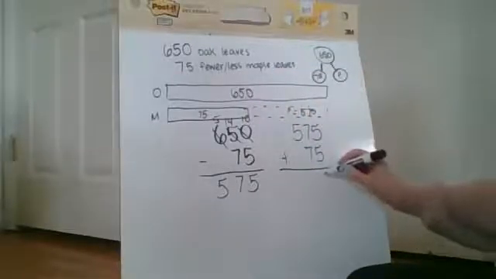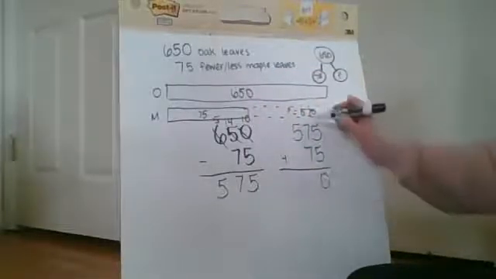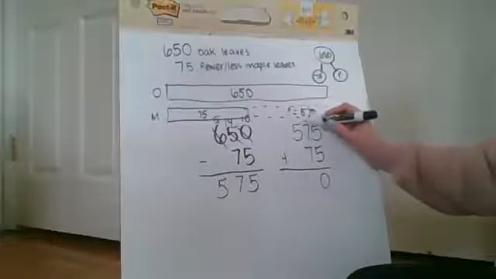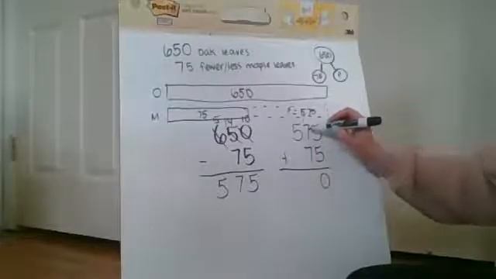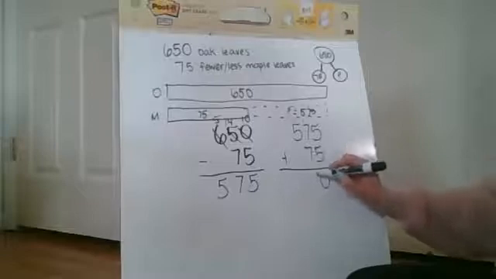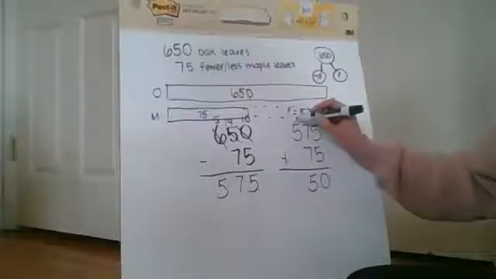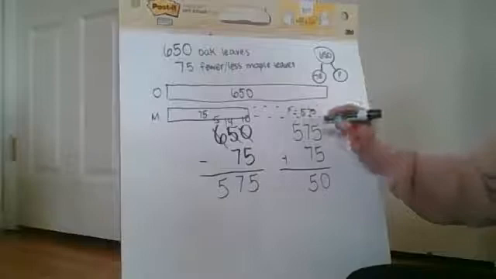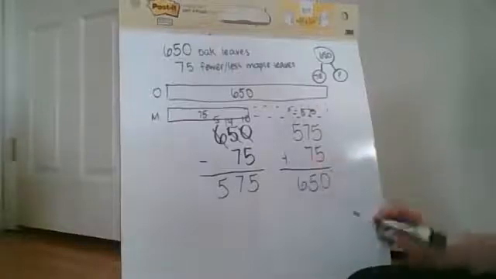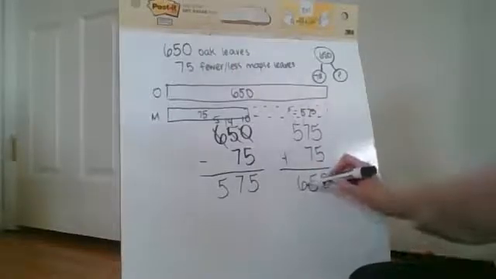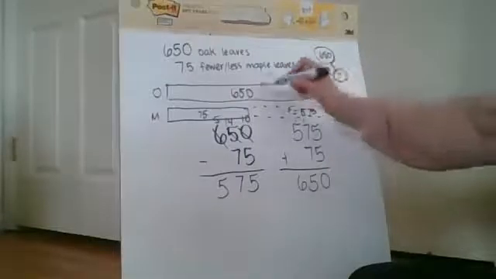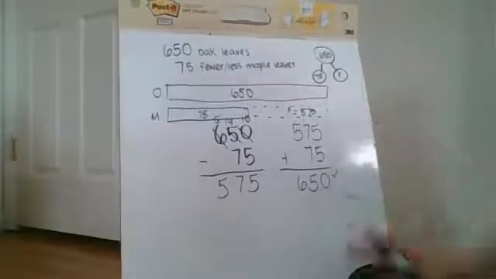So if I add it together, my ones place, 5 plus 5 is 10. Carry the 10. 1 plus 7 is 8. 8 plus 7 gives me 15. I put my 5 in my tens place, I carry my 100. 100 plus 500 gives me 600. So I can see that this number matches what I had originally, so I know that I got the correct answer.